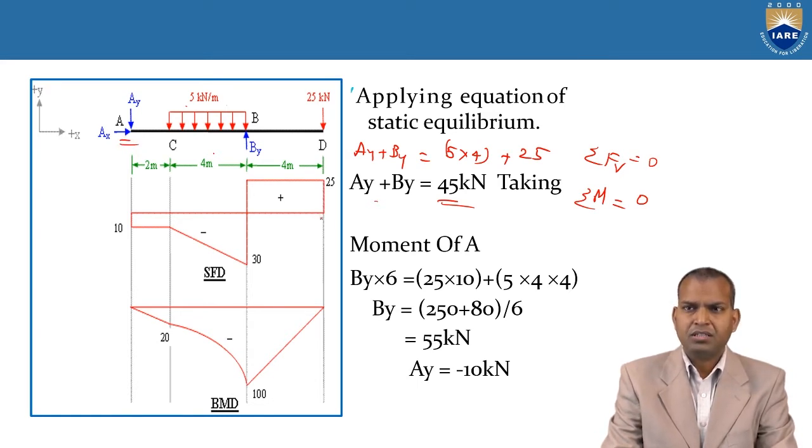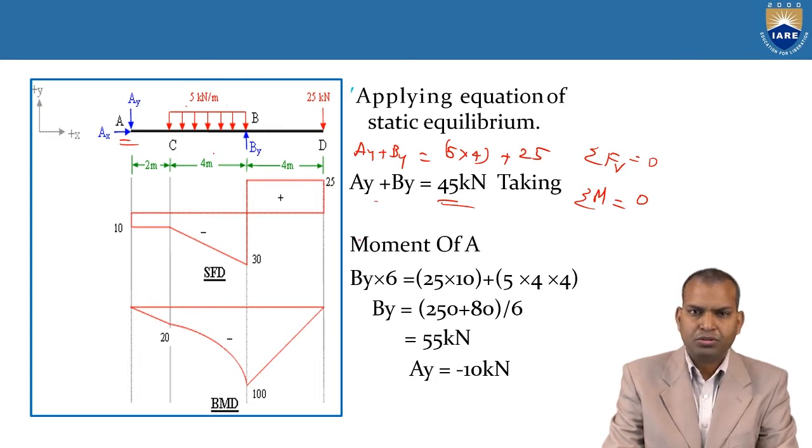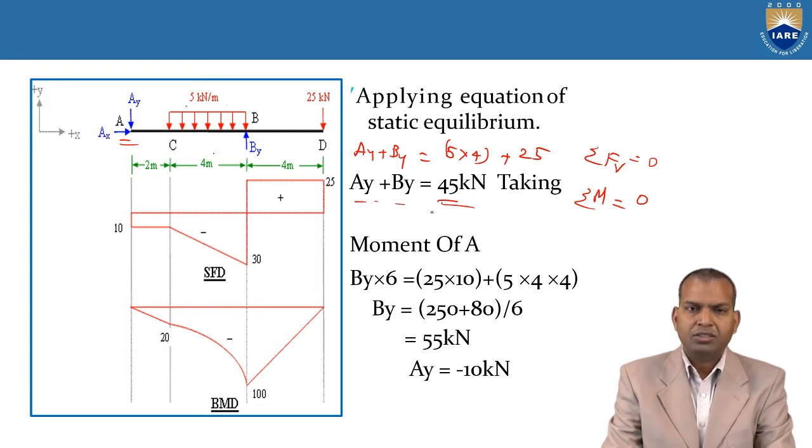Now, algebraic sum of moments equal to 0. It is nothing but clockwise moments equal to anti-clockwise moments. Here sigma FV equal to 0, that is the algebraic sum of all vertical forces equal to 0. That means upward forces equal downward forces. Upward forces are AY plus BY. The downward forces sum is 45 kilonewtons.